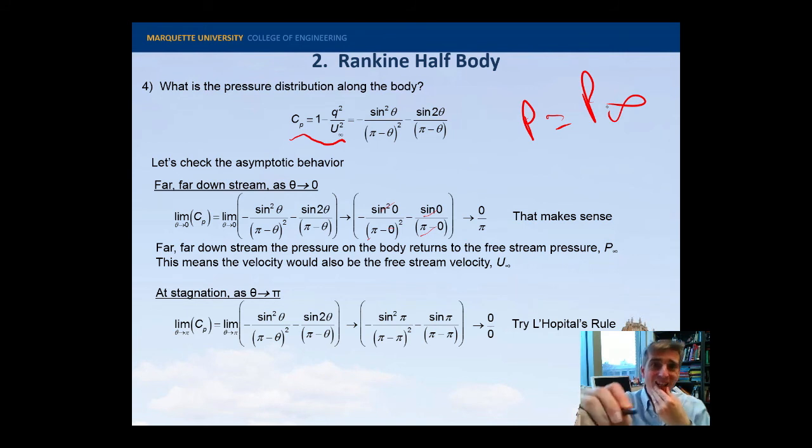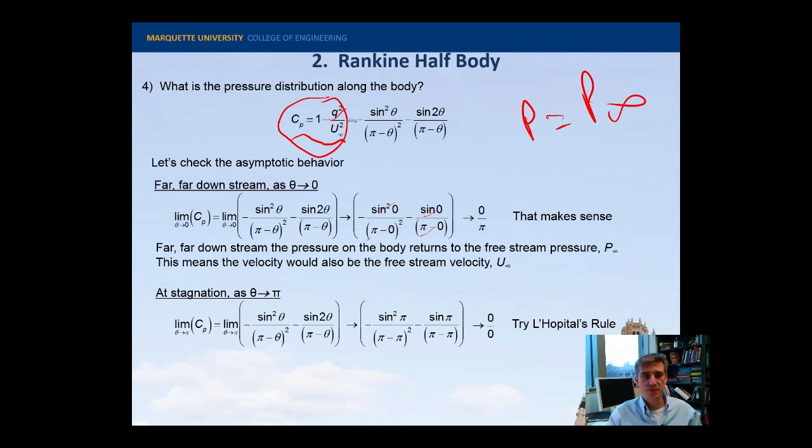Well, again, looking at this expression, at stagnation, Q goes to 0, so I would expect C sub P to be 1. The maximum pressure would be at stagnation. But in fact, when I plug it in, I get that theta goes to pi. I get this sine theta going to 0, and pi minus pi, that's 0, 0, 0.